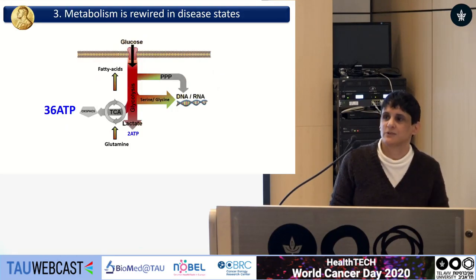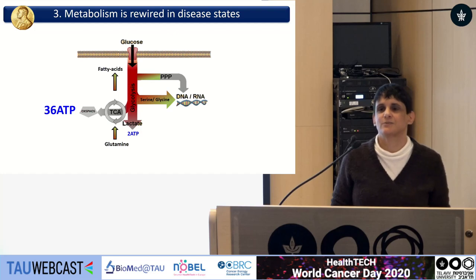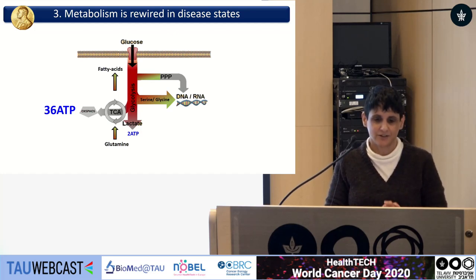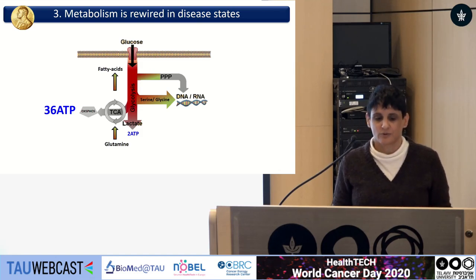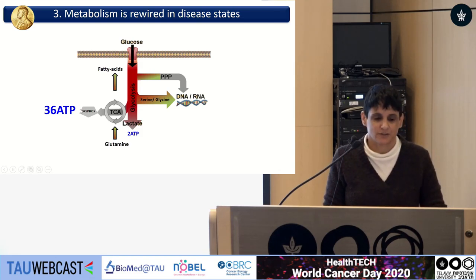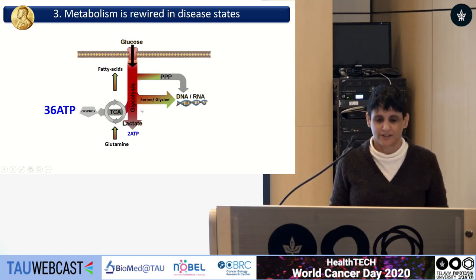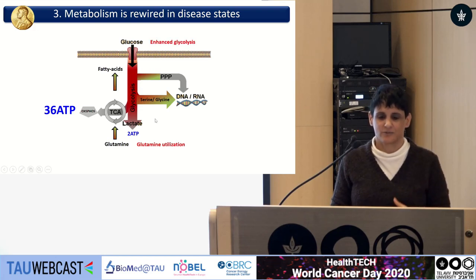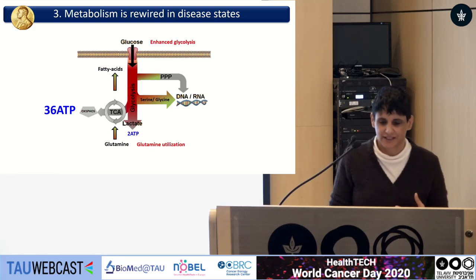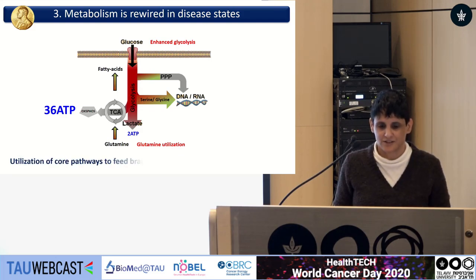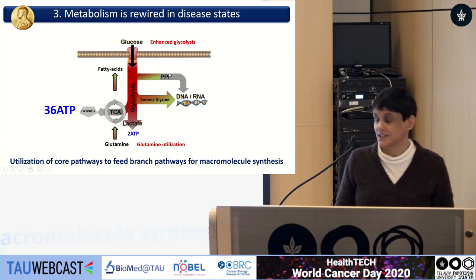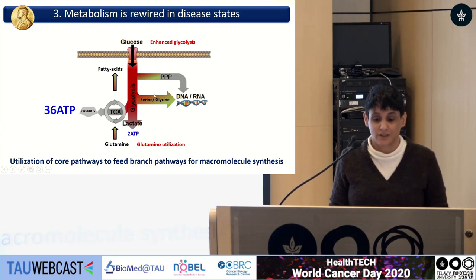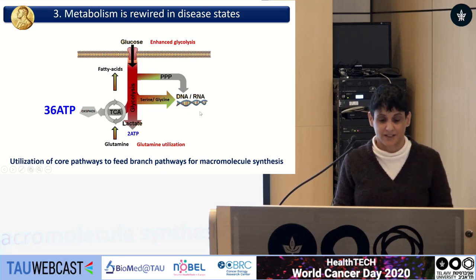The third principle is that almost in every disease we have a unique metabolism. Here I'm showing you the unique metabolism of cancer. Even though oxidative phosphorylation gives much more ATP compared to glycolysis, in cancer we have specific metabolic rewiring: an increase in glycolysis and an increase in glutamine utilization, so that we can support the side chains of glycolysis, as you can see here, like the pentose phosphate pathway, for the synthesis of DNA and RNA.